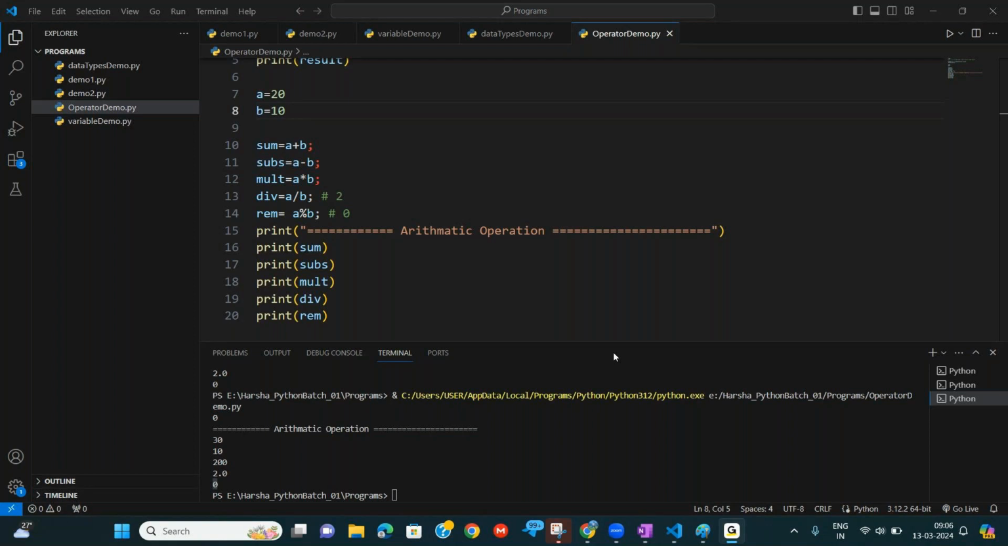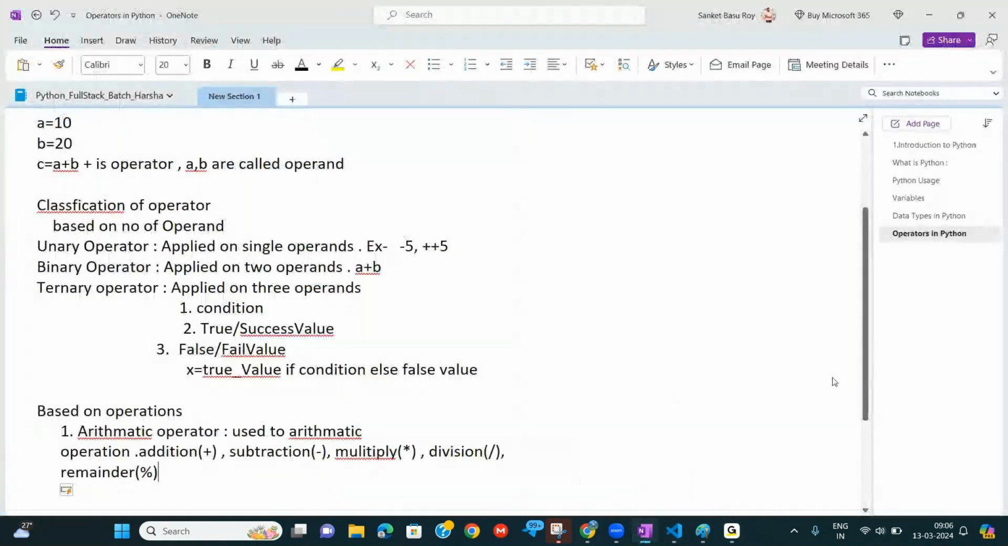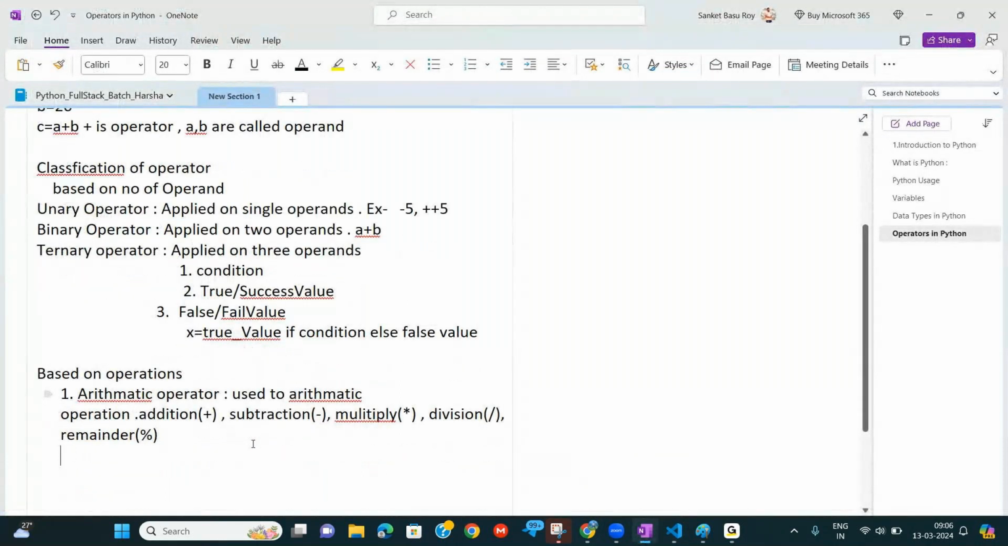Okay, there is another thing: just the relational operator I need to complete today. Then from the next operator, I will proceed the next day. So there is another thing called relational operator. What do you mean by this relational operator? These are the operators which are used to check for some relation.